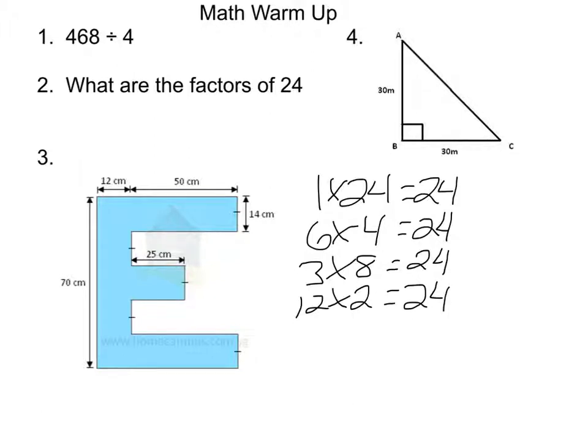See, 2, 3, 4. 6 times 4. 5 doesn't work. 6. 7 times 4 is 28. 8 we've already used. 9, 10. We are done. So these are our facts. 1, 2, 3, 4, 6, 8, 12, 24. Okay, on to the next one.